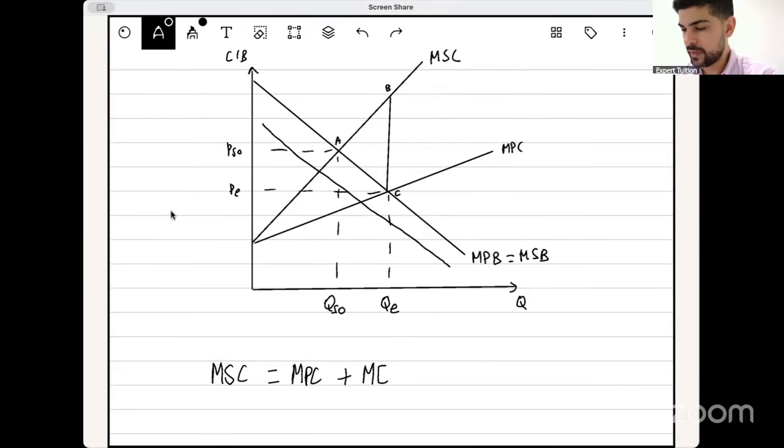I'm going to just shift it somewhere over here. Yeah. And this is MPB 2. Now, where is the equilibrium? Well, the equilibrium is here. This is Q2, let's call it. Yeah. And the price, of course, is going down because fewer people are buying petrol cars, P2.